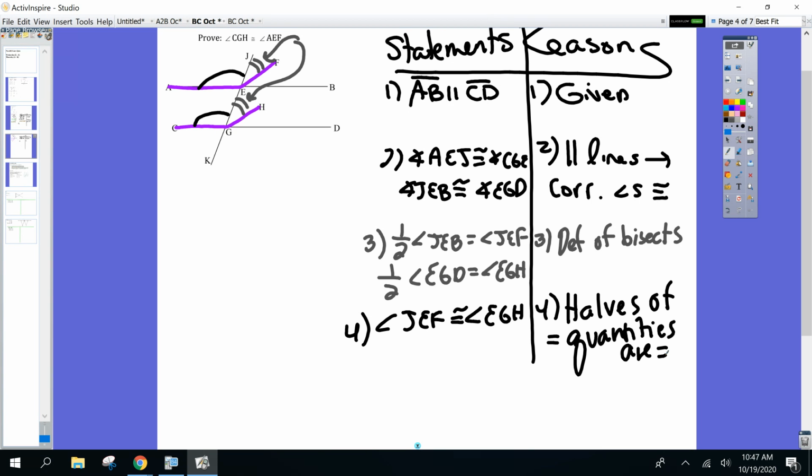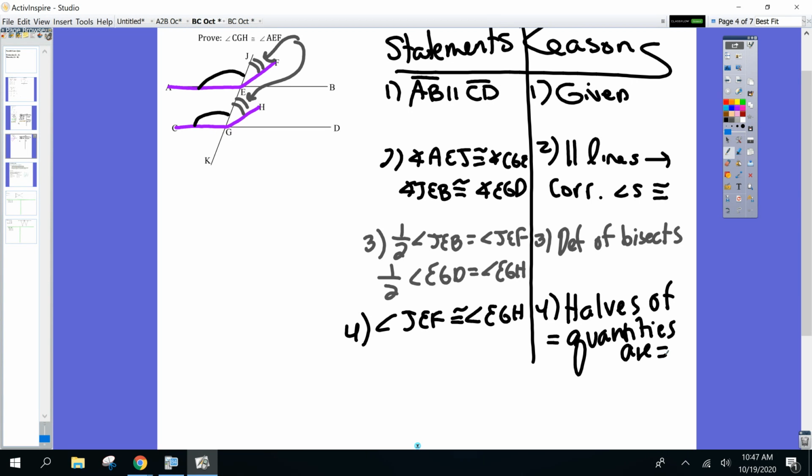Okay? See what I'm talking about there? Yeah, I think the first step I wrote down was the definition of bisect. That's fine. That like 2 and 3 could have been flip flop. That's fine. Okay, 2 and 3 could have been flip flop.